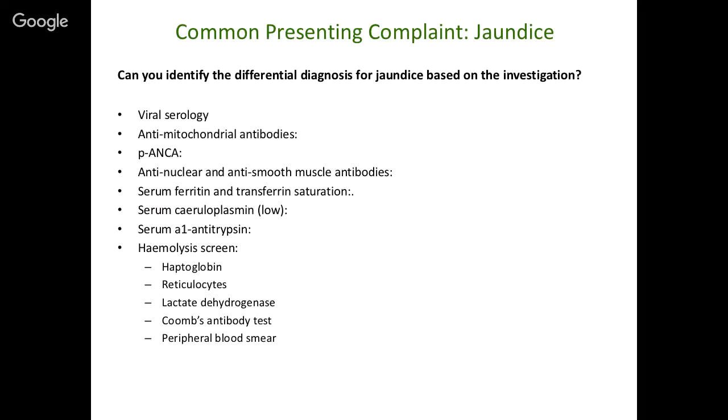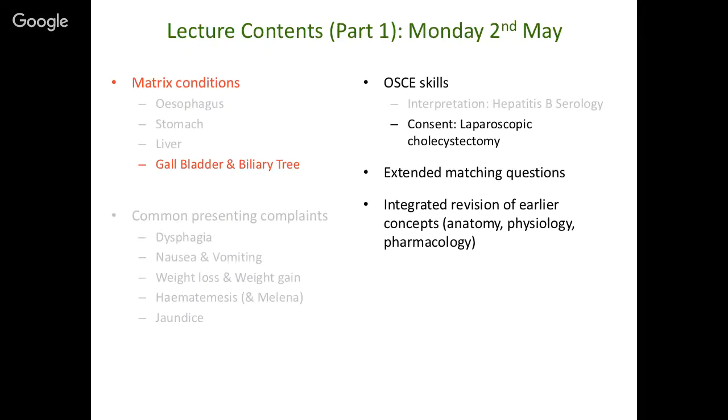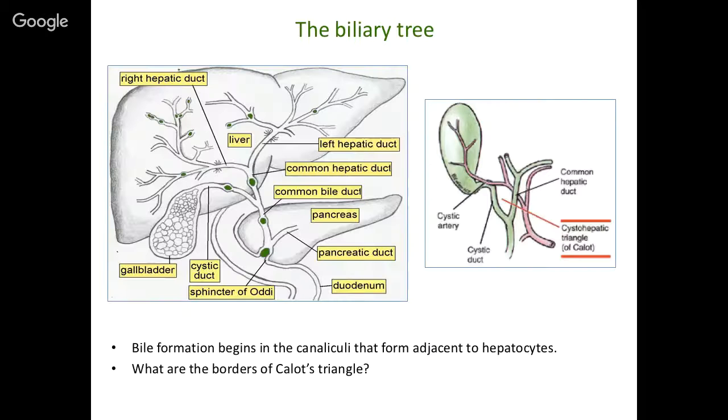Yeah, so looking at causes of pre-hepatic jaundice, such as hemolytic anemia. So they're the components of a hemolysis screen. You don't need to know much about these antibodies, but if you can, try and remember which antibody goes to which condition. That's quite important for your EMQs. All right.